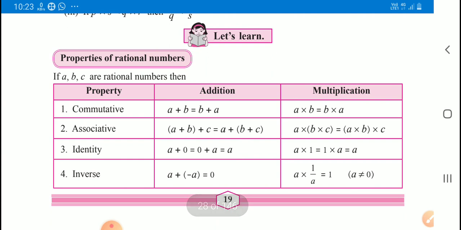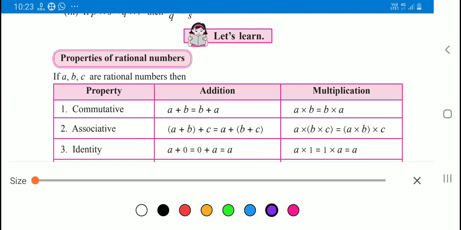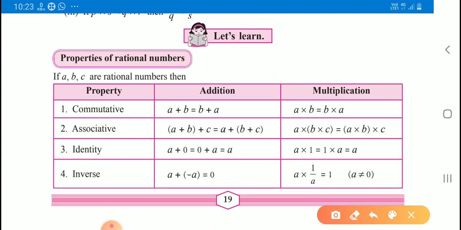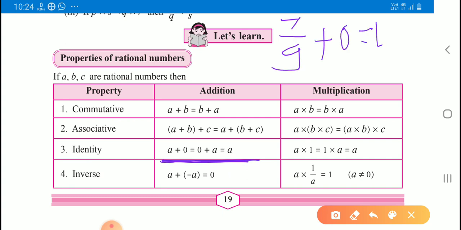Okay. Now we will see the identity property for addition. Any number, if you add it with 0, and 0 plus any number, then you will get that same number. Suppose I take here 7 upon 9 plus 0 is equal to 0 plus 7 upon 9, means here the answer will come 7 upon 9 only. Okay, this is the property for addition.